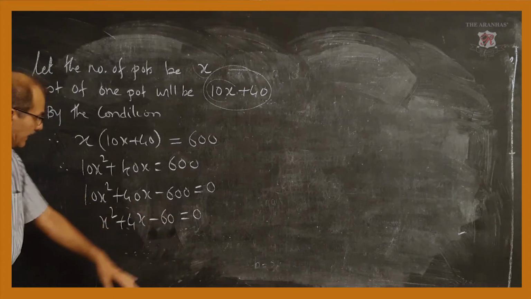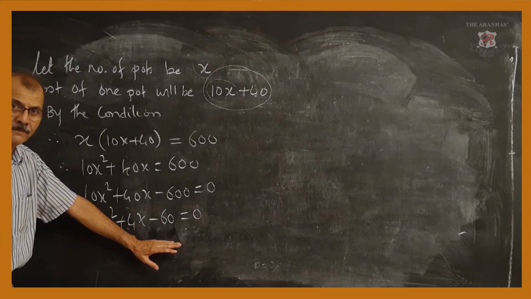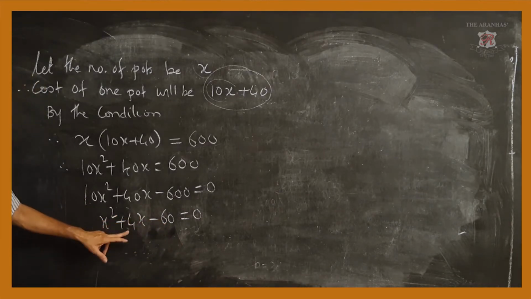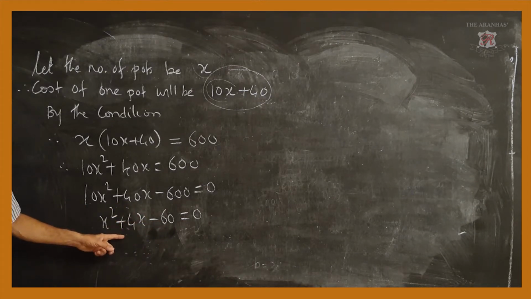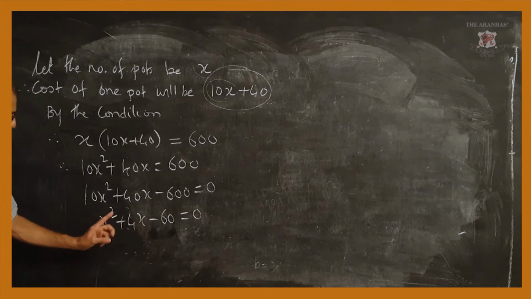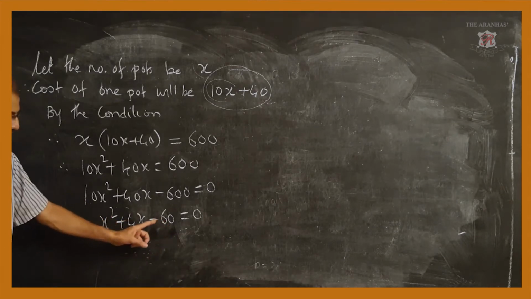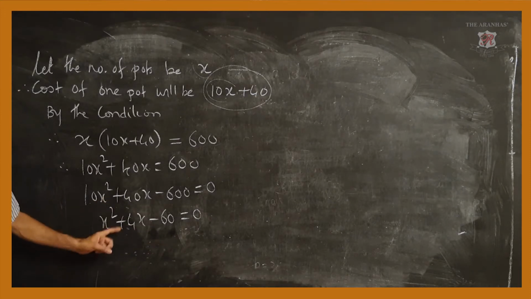Dividing each term by 10, you got x square plus 4x minus 60. This is the quadratic equation whose product is minus 60 and sum is plus 4. So we have to find two numbers whose product is minus 60 and sum is plus 4. That is quite obvious. It is plus 10 and minus 6. Plus 10 and minus 6 means plus 4. 10 into minus 6 means minus 60.